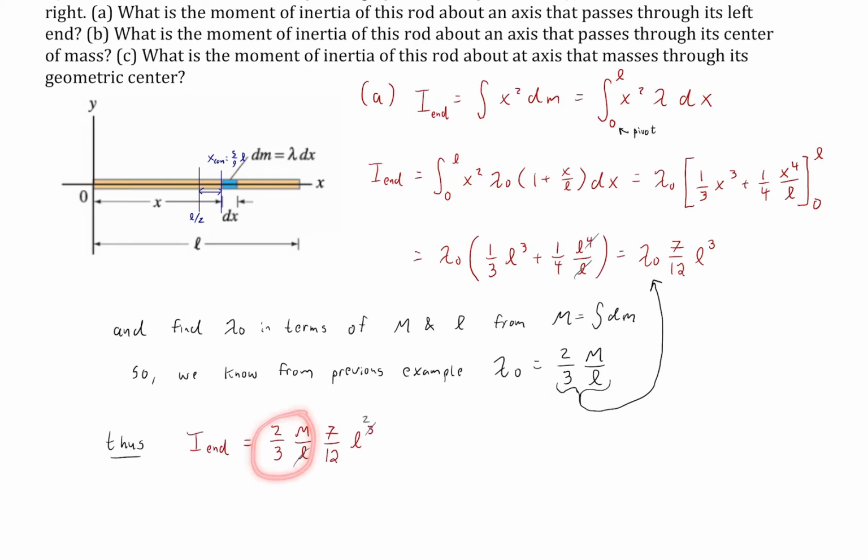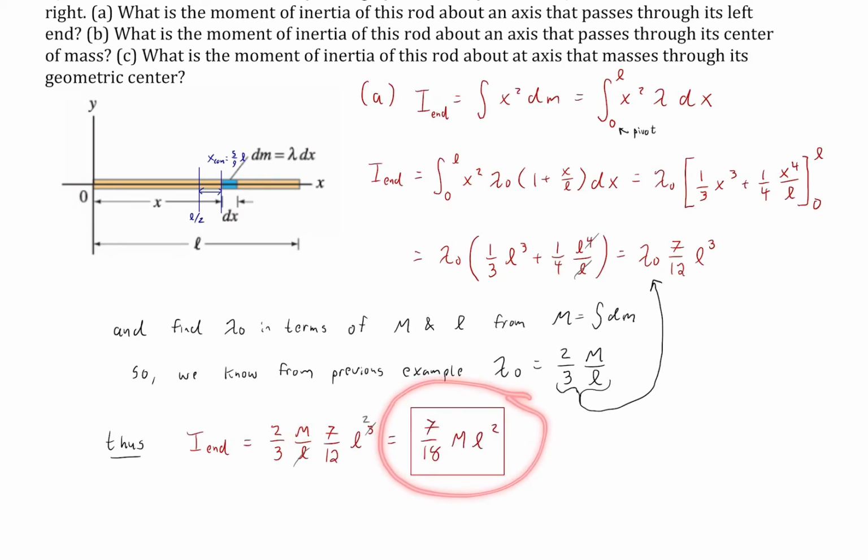There's a 2/3 m over L, which replaces lambda naught. That is not lambda naught. All right, and then we got our 7/12. We cancel out one of our L's, which is good, so we'll have the correct order. And then we're going to have an m, which we want. And we clean things up. There it is, 7/18 mL squared.